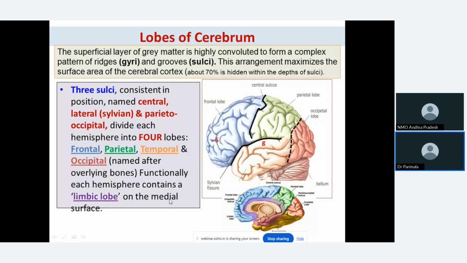So how do you divide the cerebrum into 4 lobes? This is a brief thing. On the medial surface, first observe the medial surface. Here, this part is called splenium of corpus callosum, as all of you know. From the splenium of corpus callosum, there extends downwards a sulcus called calcarine sulcus. This is calcarine sulcus. The sulcus which extends from the middle of the calcarine sulcus upwards is called parieto-occipital sulcus.